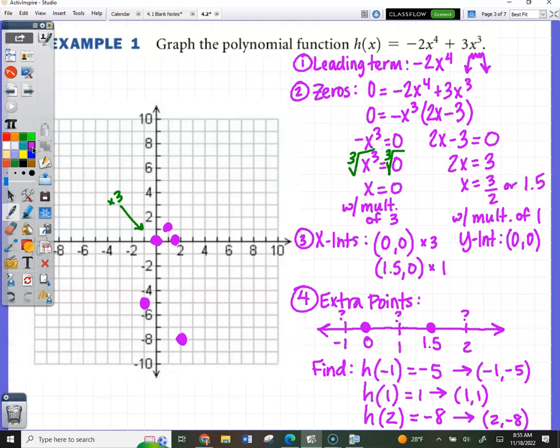Remember, it does what at the end? It's going to go down. Find your outer points. So like my outermost point would be that one here, and then over here it'd be that one. So it's going down, right?